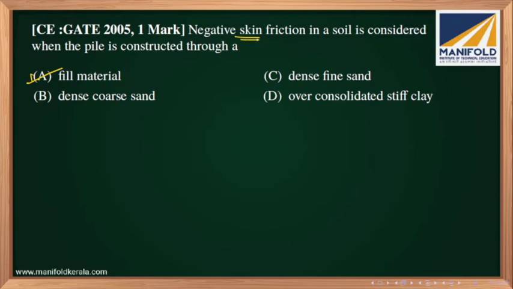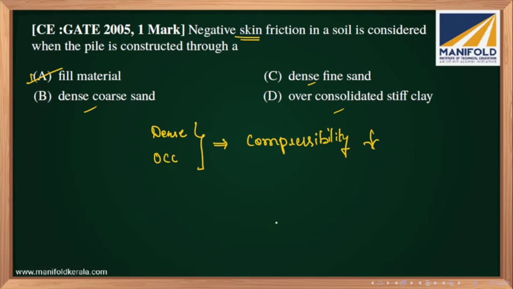Apart from that, dense coarse sand, dense fine sand, and over consolidated clay are all in a dense, compact state. The compressibility of these soils, their ability to compress or settle, is very less. So in this case, the settlement of the soil will be less than the settlement of the pile. This is the condition where we can neglect negative skin friction.